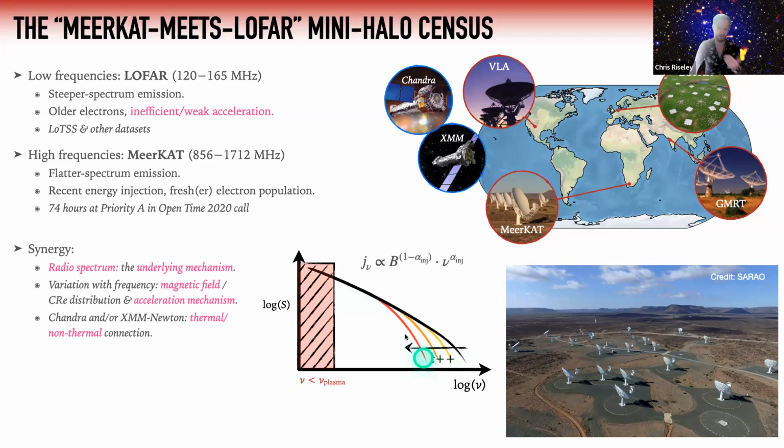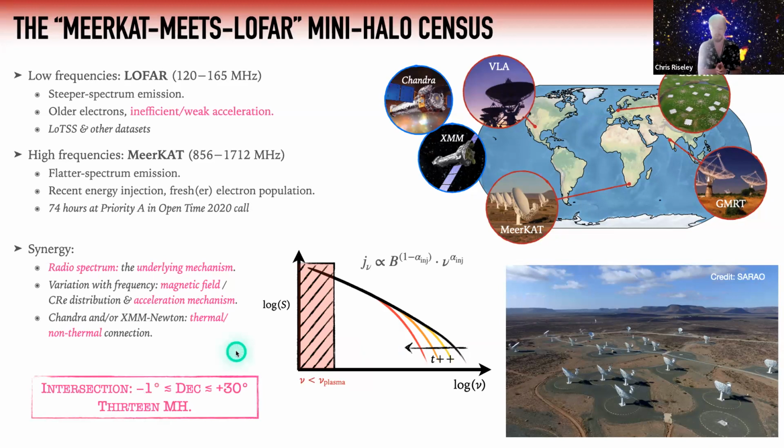And I'm just throwing this cartoon here again, just to remind you of why we're doing this. We want to explore the full radio spectrum insofar as we can. So the spectrum tells us about the underlying emission mechanism. The variation in observed properties with frequency tells us the magnetic field and cosmic ray distribution and acceleration mechanism. And then finally, the insights from Chandra and XMM provide us insights into that thermal and non-thermal connection.